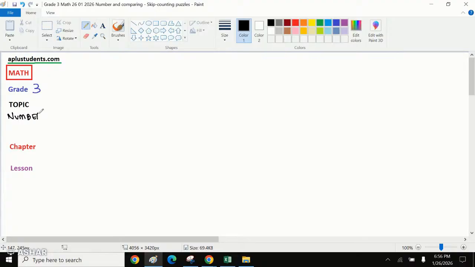Numbers and comparing. I'll give you the chapter number and the lesson number. So this chapter is chapter number 1, lesson number 7. And the name of the lesson is Skip Counting Puzzles.